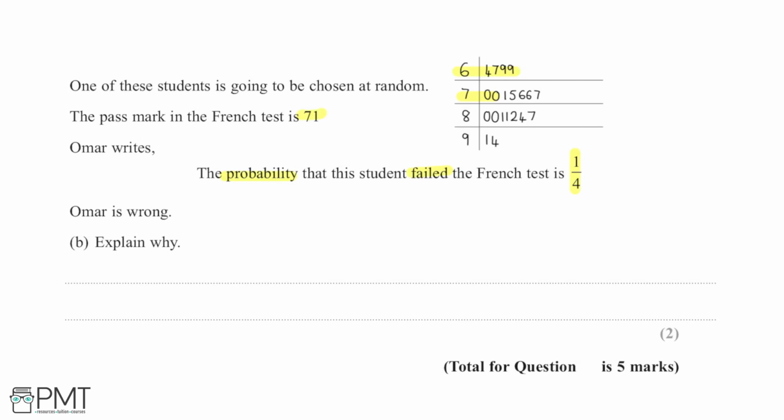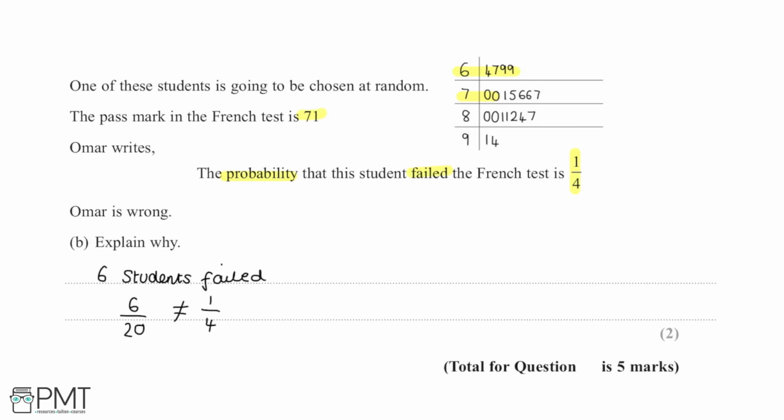So 6 out of the 20 students failed. So if I write down that 6 students failed this French test, I can then use this information to show that the probability of the student having failed when one's selected at random is 6 out of 20. And if I simplify this down, this is not going to be equivalent to 1 over 4. So 6 over 20 is not equal to 1 over 4. And comparing these two values is what's going to gain me the mark here.